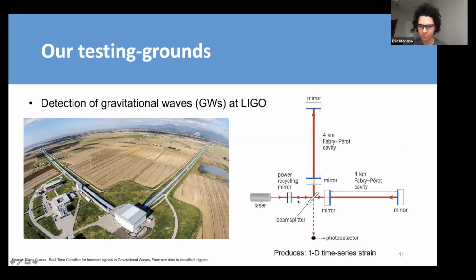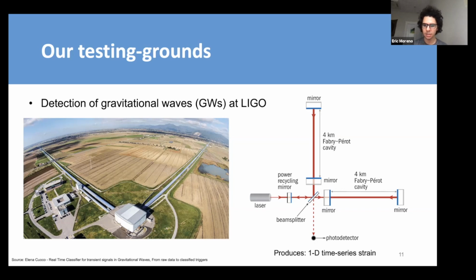Basically, you have a laser, which is fired through a beam splitter. It travels through two arms of the detector. And if either of these arms change at all in length, when your laser recombines at the beam splitter, you get some kind of interference pattern. And this interference pattern is registered at a photodetector.